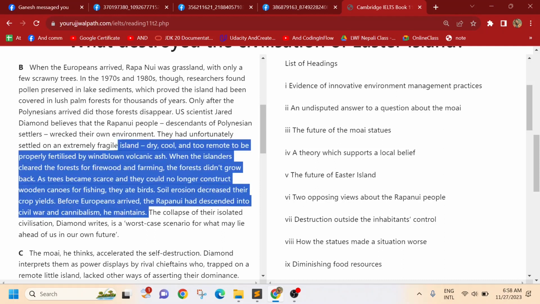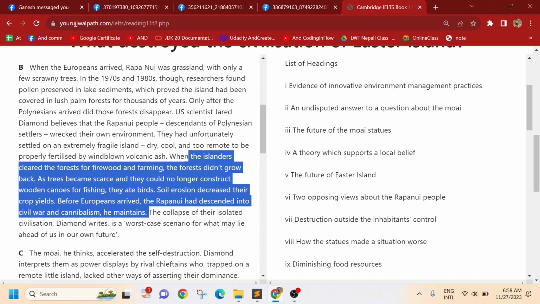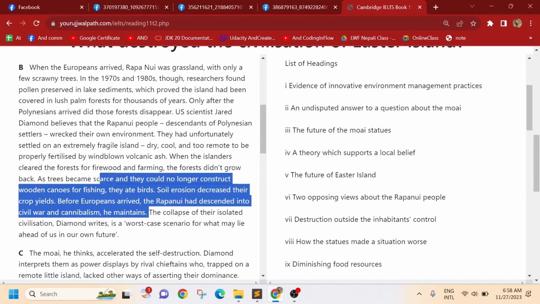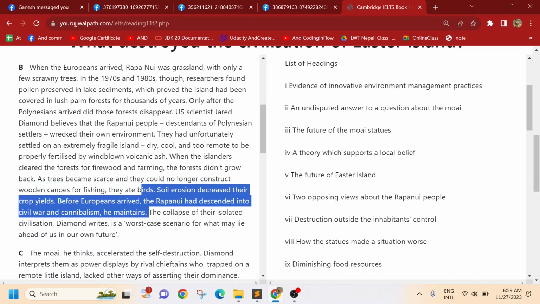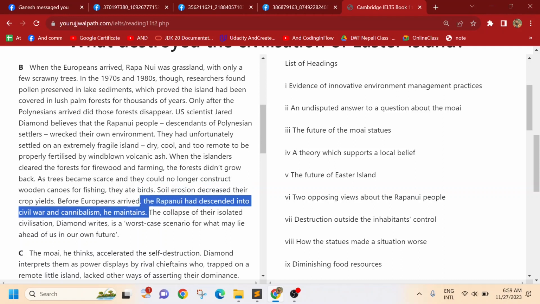Okay, what we get over here is that the place was not good, right? Dry, cool, remote. And when the islanders cleared the forest for farming, the forest didn't grow back. Trees became scarce, and they could not build boats for fishing, and they started eating birds. And after they started eating birds, soil erosion also made the problem worse. And before Europeans arrived, they had descended into civil war.